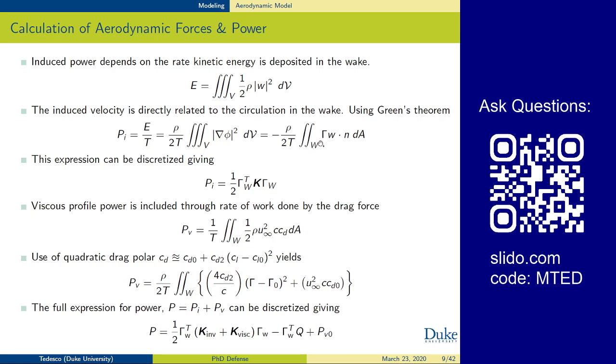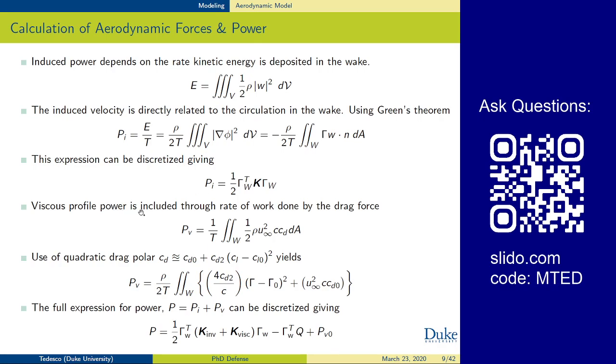Now, because the induced velocity is a function of the circulation, this is quadratic in gamma. But similar to the previous integrals that we've seen, we can take this continuous integral and write it in a discrete sense, where now you notice we have 2 gamma wakes because it's gamma wake squared.